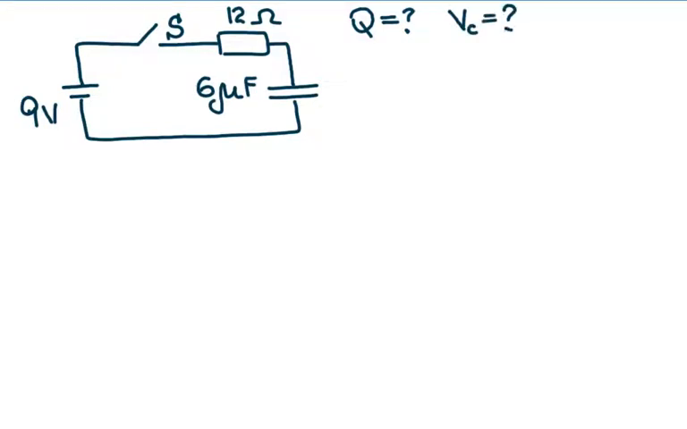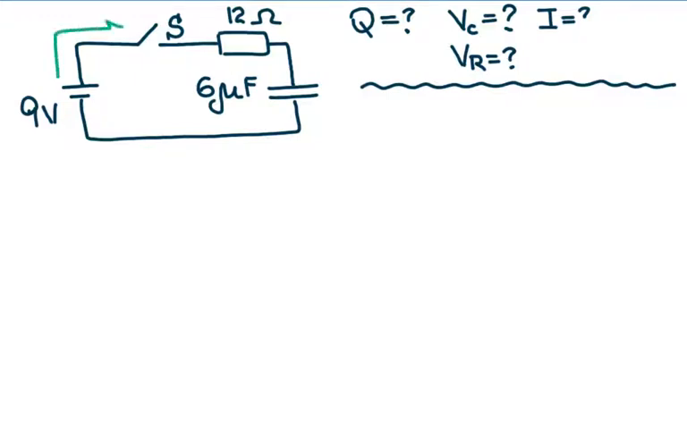And I am also looking for the current through the circuit and the potential difference across the resistor. So these are the things that I want to calculate in my problem. And the current is going to be flowing from positive to negative. So the longer line on the battery is the positively charged side, and the shorter one is the negative charge side.